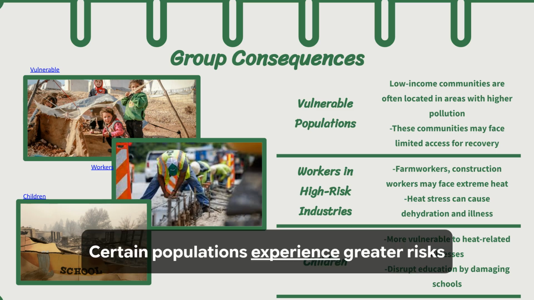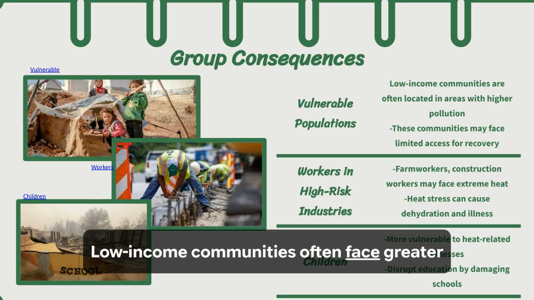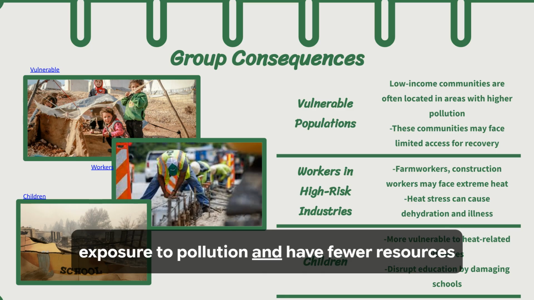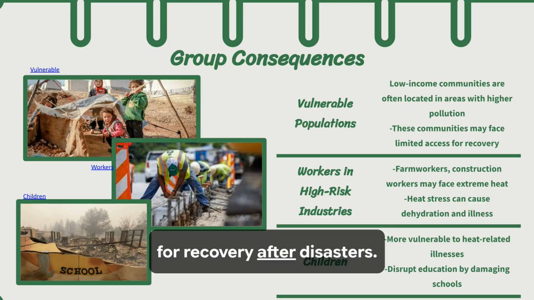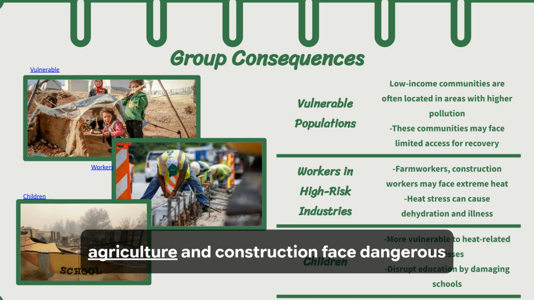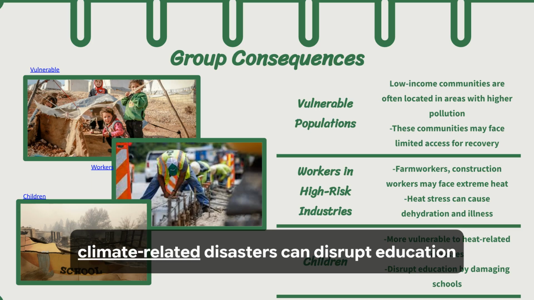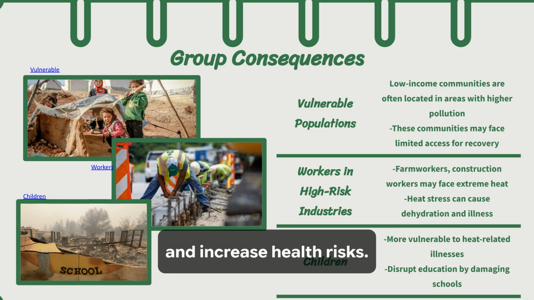Certain populations experience greater risks than others. Low income communities often face greater exposure to pollution and have fewer resources for recovery after disasters. Workers in high risk industries such as agriculture and construction face dangerous heat exposure. Children are especially vulnerable because climate related disasters can disrupt education and increase health risks.